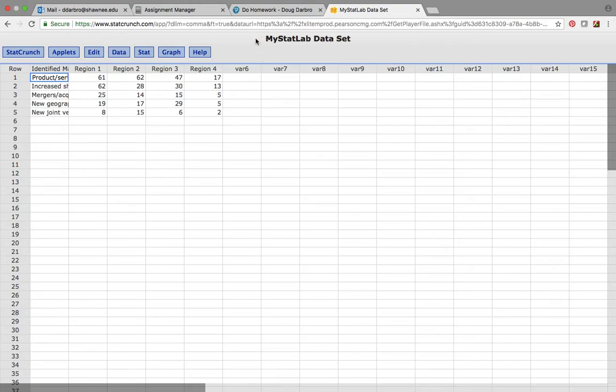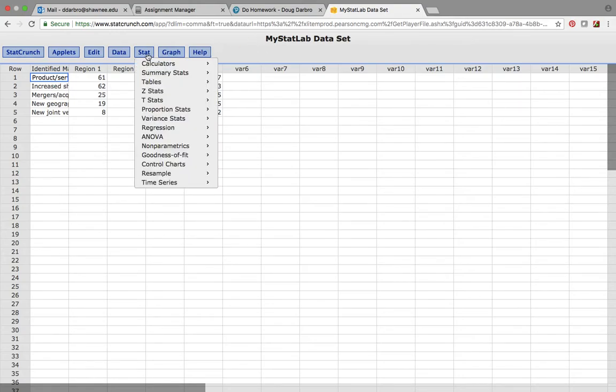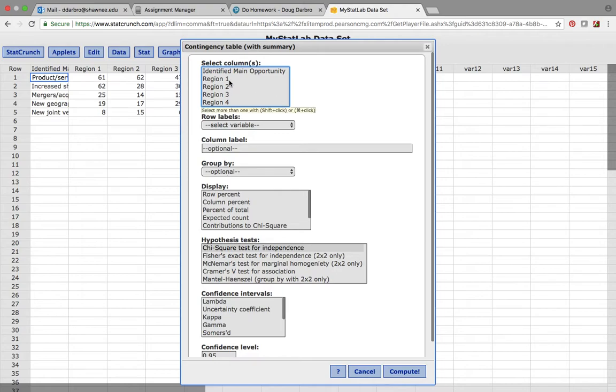test calculation. Okay? So guys, the way I do that is I go Stat, and I go to Table, I go Contingency, and I go with Summary. So I want to highlight the 4 regions. I want it over the identified main opportunity. And guys, I want the chi-square test for independence.